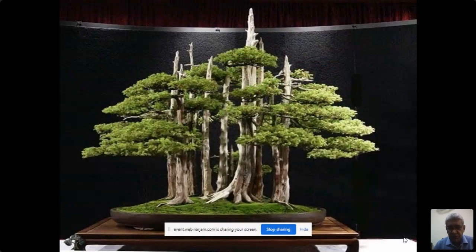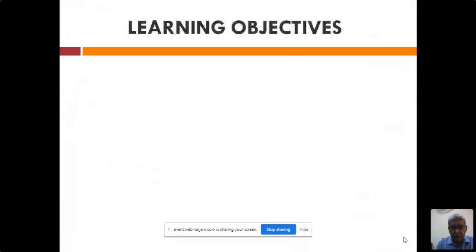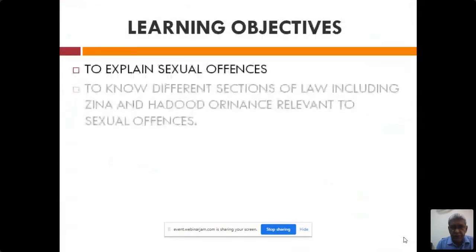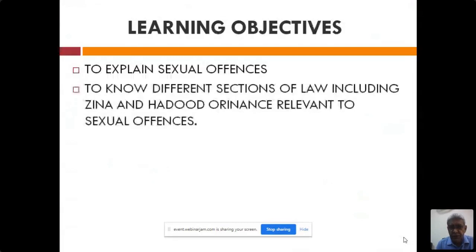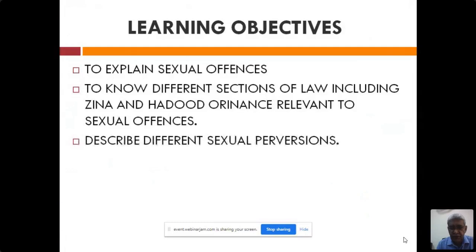This is our today's topic, where we will study different sexual offenses which are committed by different persons, for which we examine them. We will also learn different sections of the law, including the Zina and Hudud Ordinance relevant to the sexual offenses. And finally, we will discuss different sexual perversions.